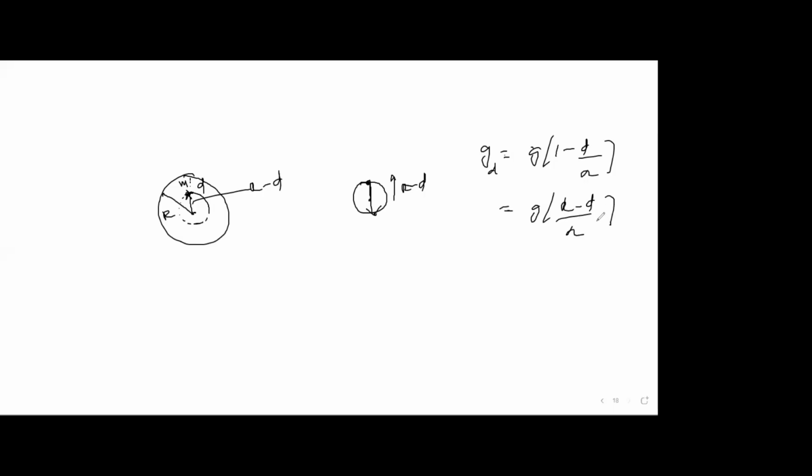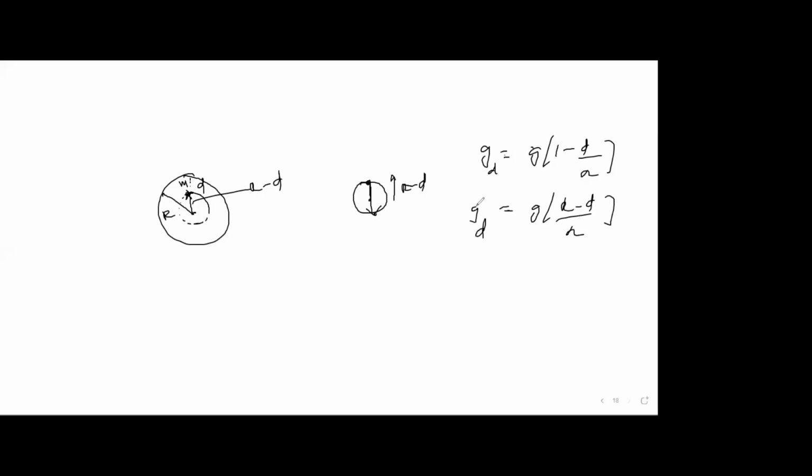This distance from center, if I take R minus D. If I imagine a point mass here, on this small sphere of radius R minus D, this point mass experiences a force like this, and its position is R minus D. The g value you have seen, g at a depth d, is equal to g into (1 minus d by R), so g into (R minus d) by R.